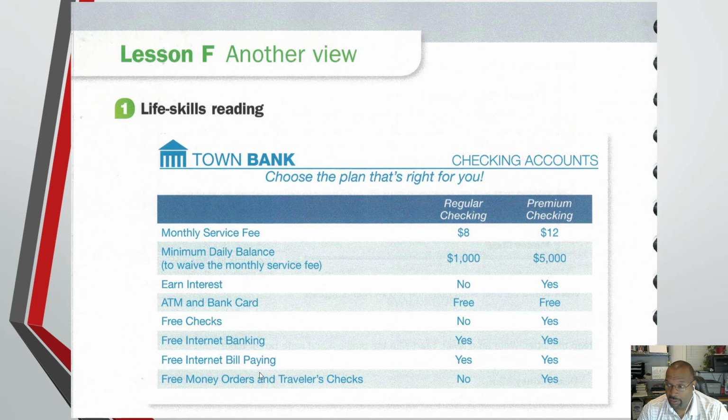Free internet bill paying. Okay, so you can pay your bills online through the bank. Regular checking, yes. Premium checking, yes. And then the last item is free money orders and traveler's checks. So can you get free money orders and traveler's checks from this bank with a regular checking account? The answer is no. With a premium checking account, yes, you can. Okay, so now we know the difference between what we can get with a regular checking account and a premium checking account at Town Bank. Okay.